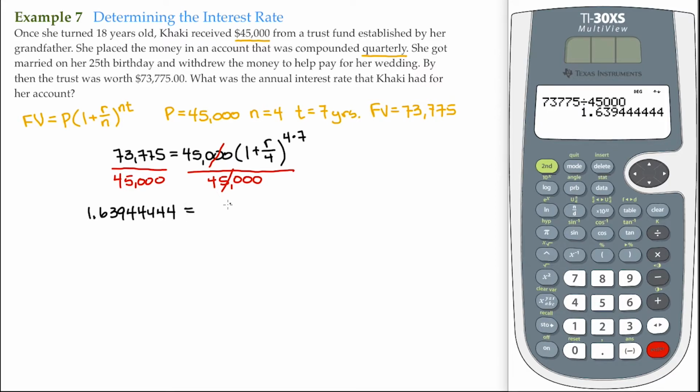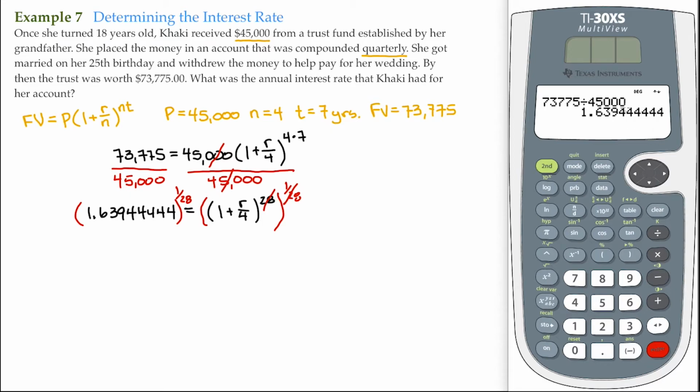And that's going to be equal to, that's our 1 plus R over 4, and then 4 times 7, that's the 28th power. Now what we're going to do is we're going to use the power rule of exponents. So I'm going to raise this to the 1/28th power. Because the power rule of exponents then says that these are going to cancel. That's the whole idea. That's why we do it. However, algebra says what I do on one side, I've got to do over here. So I'm going to raise this to the 1/28th power.